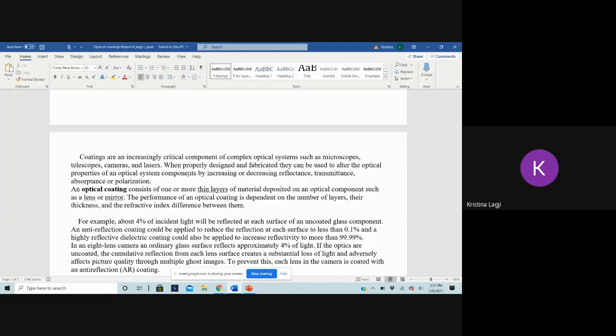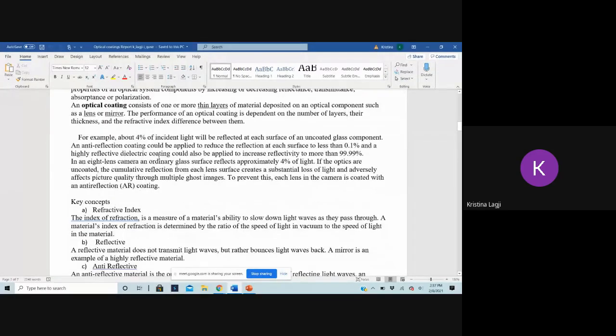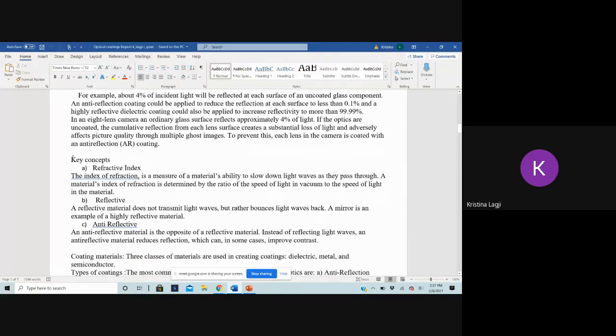Usually they consist of one or more layers of material which are deposited upon a medium, and the performance of the whole optical system will depend on the number of layers used, the refractive indexes, and even the thickness of these layers. We can mention a very basic example. If we have an 8-lens camera made of uncoated material and an incoming light wave, then each glass surface will reflect approximately 4% of the wave. If we take the cumulative reflected wave, it results in a substantial loss of image and can even cause ghost images. Some of the key concepts that we use frequently are refractive index, reflective, and anti-reflective, but I'm not going to explain them now because we'll see them later.